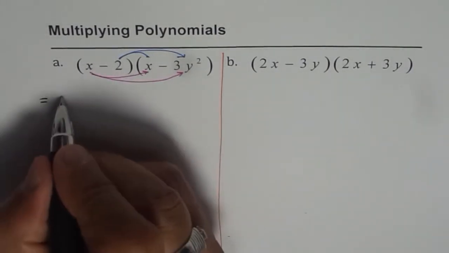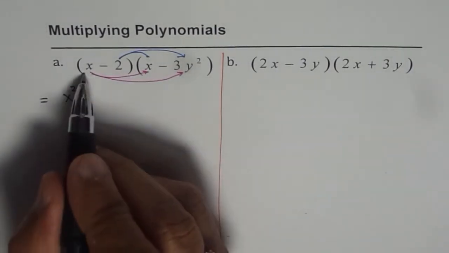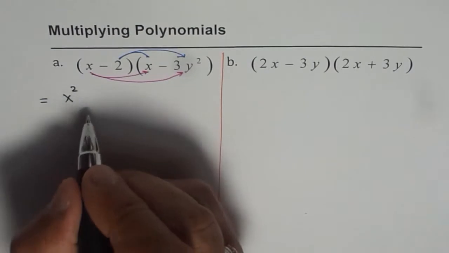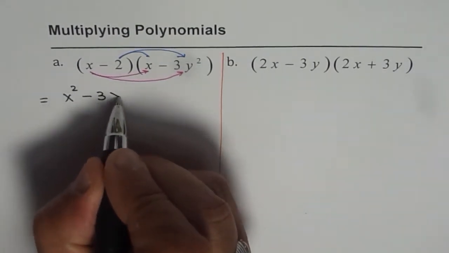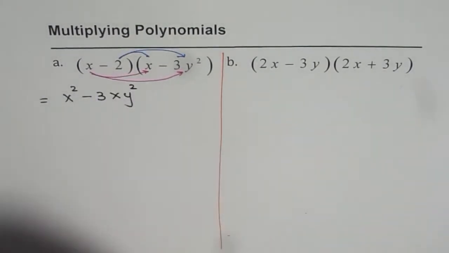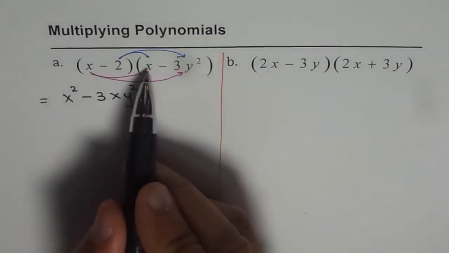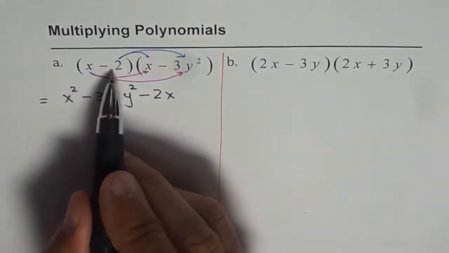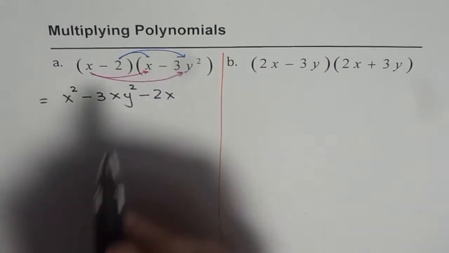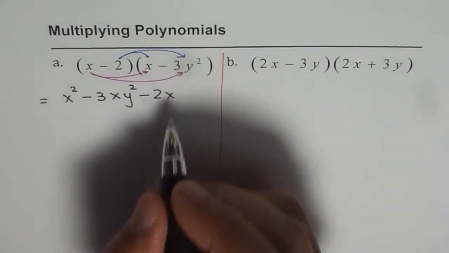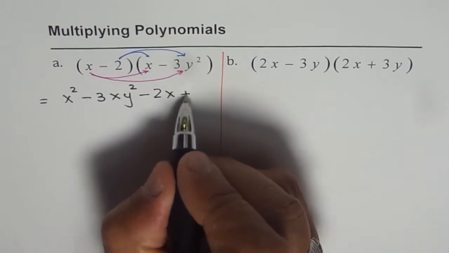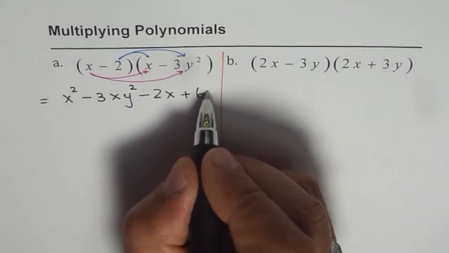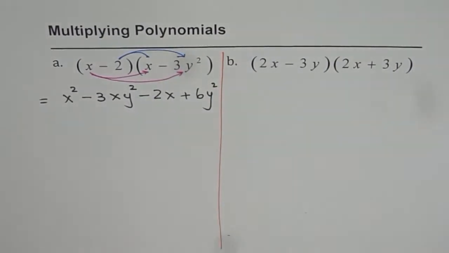X times x will give me x squared. X times minus 3y squared gives me minus 3x y squared. Minus 2 times x will give me minus 2x. And minus 2 times minus 3y squared, minus 2 and minus 3 makes it plus 6, right? Plus 6y squared. So that is the result, okay?